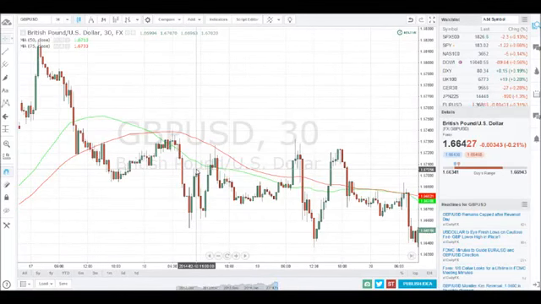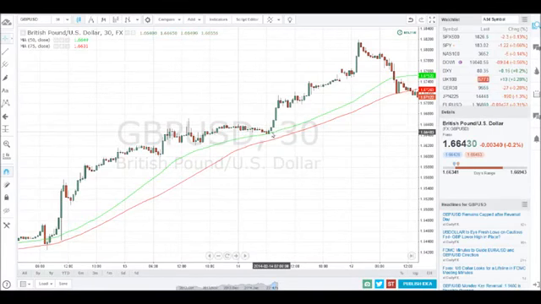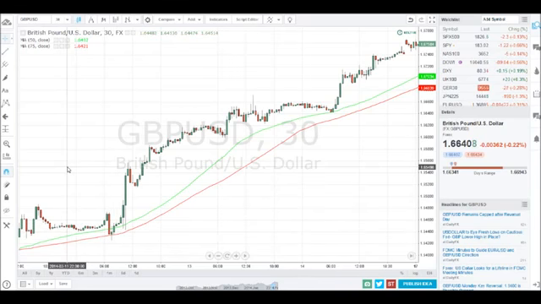The third step to this strategy is that these pin bars and engulfing candles have to either be very close to our moving averages or in between the moving averages, so this space in between both moving averages. So once again, this is the pound against the dollar. It's a 30-minute chart, and we're just going to look at recent price action. Our green moving average is above the red, so we're looking to place calls, and we're looking for engulfing candles and pin bars that are very close to these moving averages or in between these moving averages.